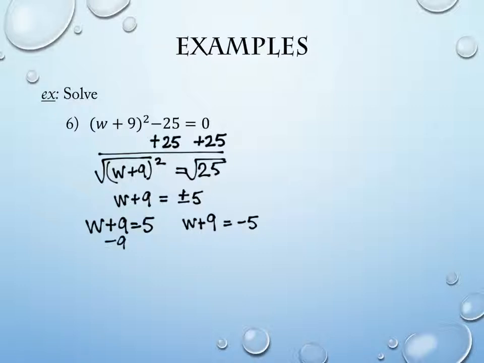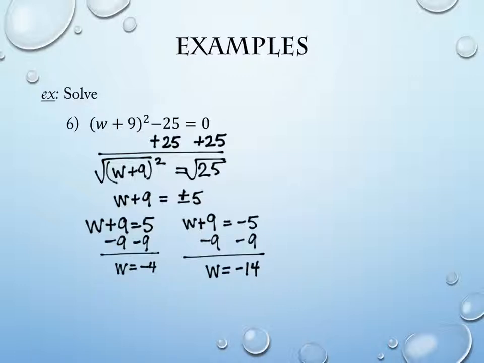So when I subtract the 9 on the first one, what's 5 minus 9? Negative 4. And when I subtract the 9 on the second one, what am I going to get? Yeah, negative 14.